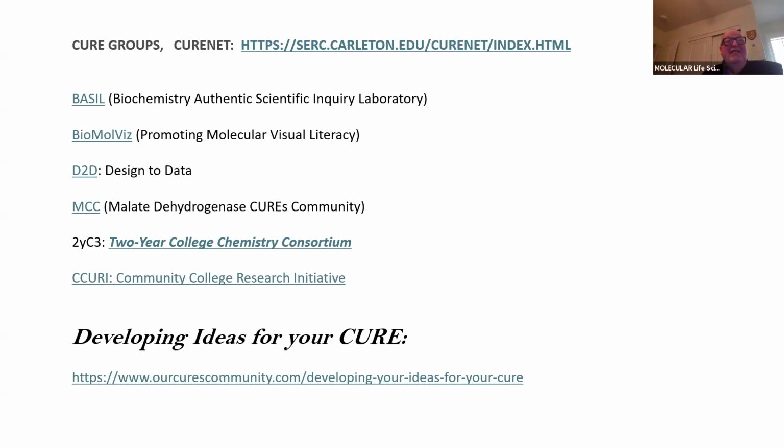the cure groups. The one thing I want to mention on this slide is CureNet, because CureNet is a phenomenal organization that's really compiled lots of information about cures that exist around the country. But more importantly, I think it has developed a great way of approaching starting a cure, from building a cure and guidelines, things like that. So yes, jump in and do a malate dehydrogenase cure or whatever you choose.